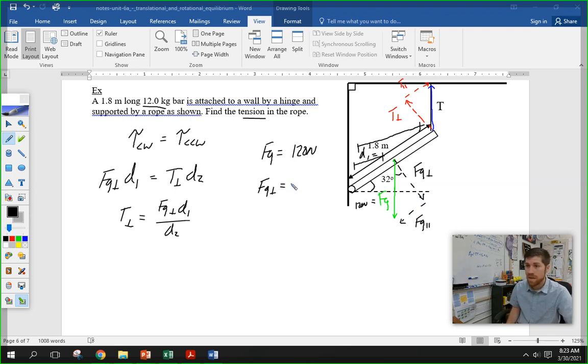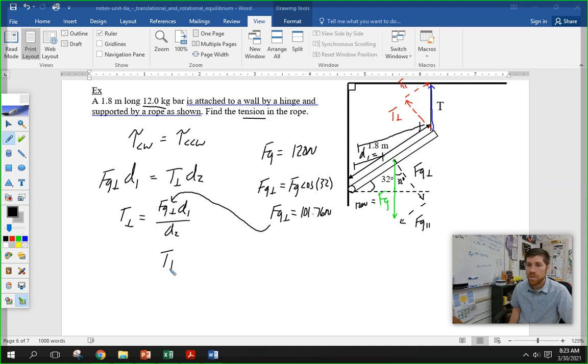But here we can just say that this would be Fg times, if this is my angle 32, then I can use the cosine to find this adjacent side. So this would be Fg cosine of 32, which means I would be doing 120 times the cosine of 32, making sure we're in degree mode like always, which means Fg perpendicular is equal to 101.76 newtons.